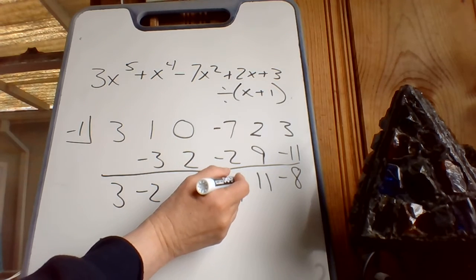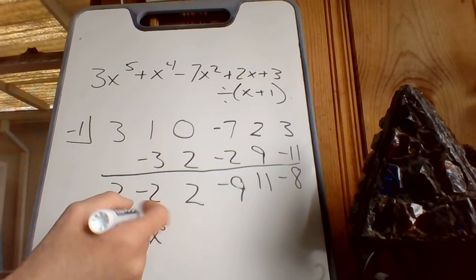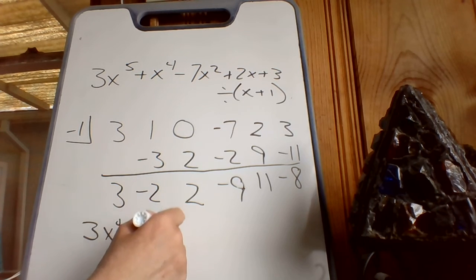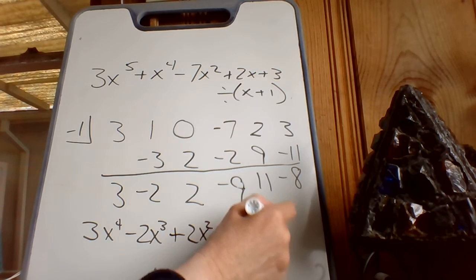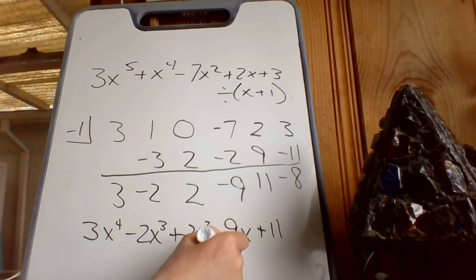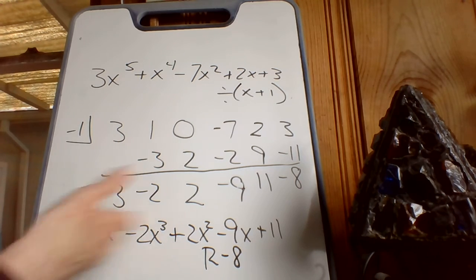Okay, the question wasn't really does it go in evenly. The question was just do the division. So I'm going to write my answer now. It used to be x to the 5th, so I get 3x to the 4th, because that goes with that one, minus 2x cubed. You know the power's got to go down by 1 because you were doing division. Something's got to change. Plus 2x squared minus 9x plus 11, remainder negative 8. Okay, so that answers the question. It doesn't say you have to make sure it factors. You just have to do that one division, figure out what you got. And I got remainder negative 8, but I got all this other stuff too.